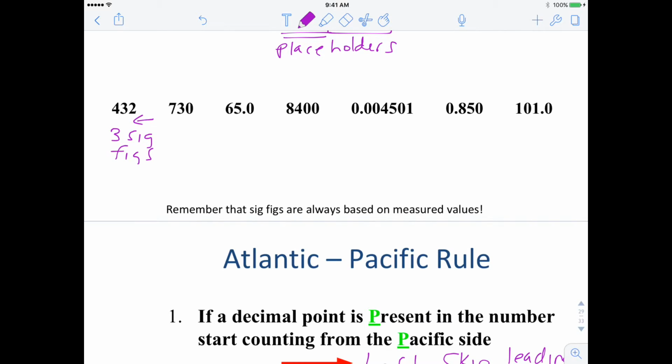The next value, 730. There's no decimal present. I count from the Atlantic Ocean, from the right. But now I skip this zero over here. That leads me to have 2 significant figures.